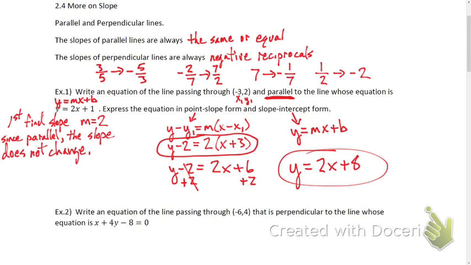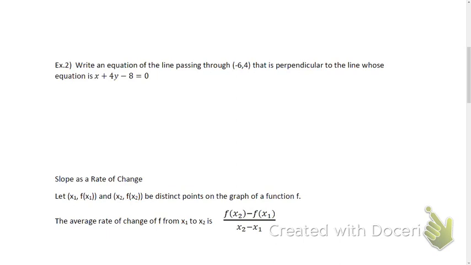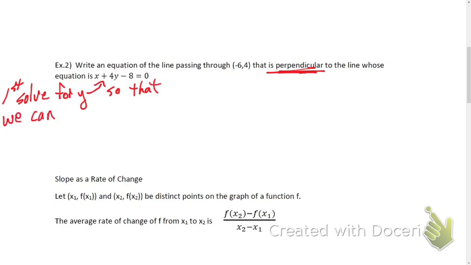All right, let's try number 2. On number 2, we have a perpendicular equation, which means I need to find slope, then flip it. So first, solve this thing so that we can see the slope.